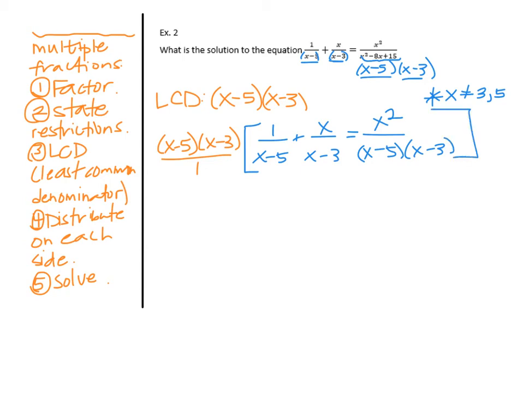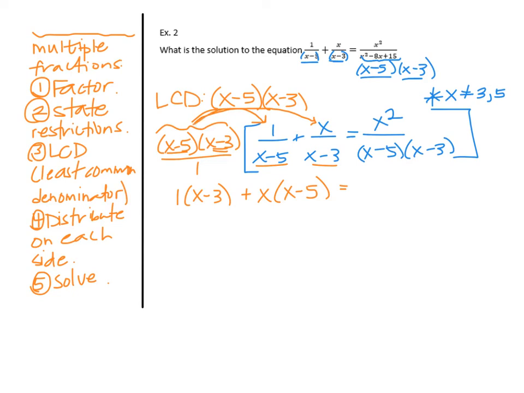What happens now is I'm going to take this entire group and distribute it to the first term. In that first term, we have x minus 5 on top and x minus 5 on the bottom. What that means is they cancel out, and we're left with 1 times x minus 3. If I distribute it to the second fraction, now I've got an x minus 3 and an x minus 3. They cancel out. We're left with x times x minus 5. And then we have equals.